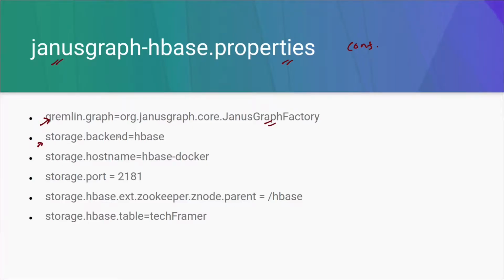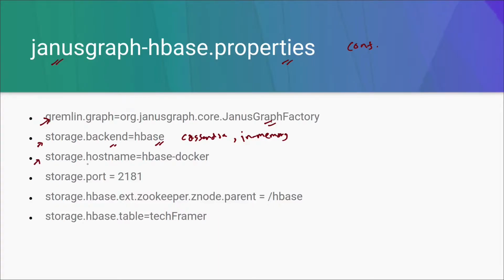The second property is storage.backend. In this, we provide what kind of backend we need to use, or more specifically, what kind of storage backend we require to use. If you want to use HBase, we'll provide hbase here. We can provide many storage backends in this property which are supported by Janus Graph. That is, we can also provide Cassandra here. We can also provide in-memory here for in-memory graphs, but at a time we can provide only one. So as of now, I have provided HBase.